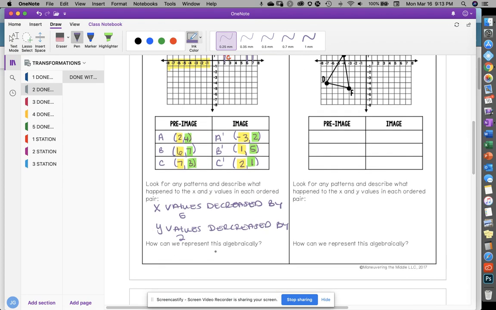So how can we represent this algebraically? Algebraically means with an equation or a formula.